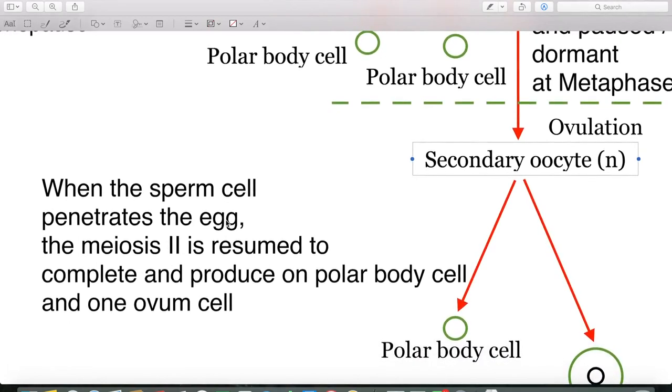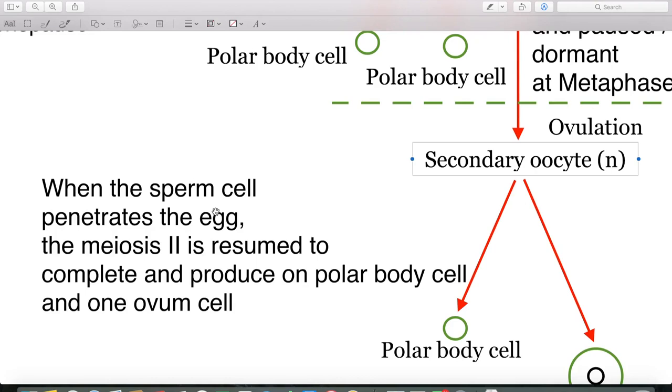Let's say there is copulation between partners and sperm cells are ejaculated into the female reproductive system. The sperm cells travel all the way from the vagina and cervix up to the fallopian tube, find the egg containing the secondary oocyte, and the first sperm cell, the winner, penetrates the egg. This is the most unique and amazing thing you have to acknowledge. The moment the first sperm cell penetrates the egg, meiosis 2 of the secondary oocyte resumes.